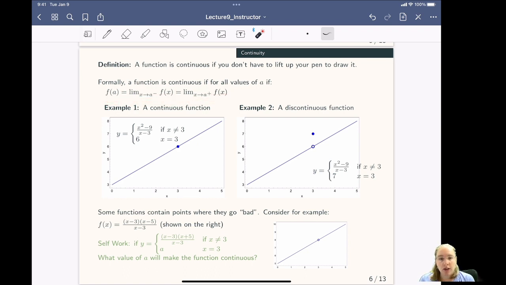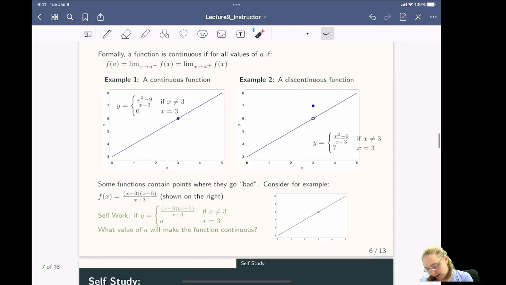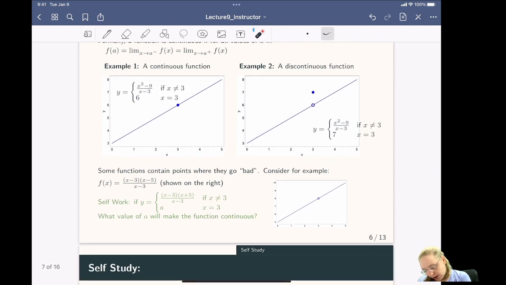All right, so here is a self-work. Think about the function x minus 3 times x plus 5 divided by x minus 3. What value of a would you have to use at exactly x equals 3 to get this curve to be a continuous curve? All right. Pause the video here, work this out.